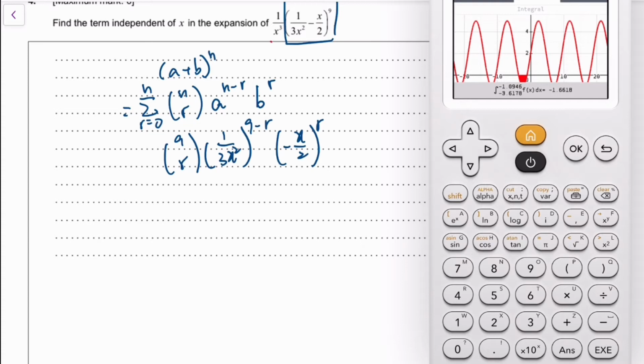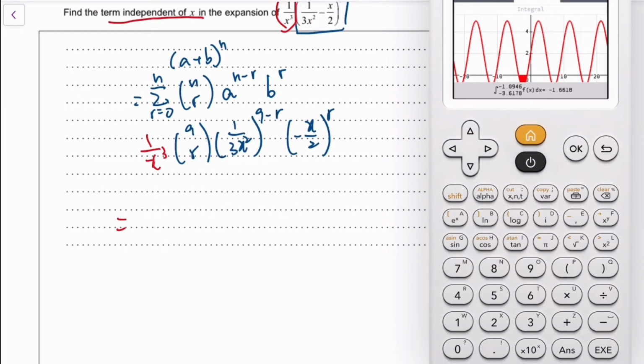Now, except this time we multiply 1 over x cubed in front. So we need a term that is independent of x. It basically means the power inside. We want the term in the expansion that has a power of x to the power of 3, because then it would multiply to this 1 over x to the power of 3 and give a constant term. And that would mean ours should be 7. I think ours is 7.